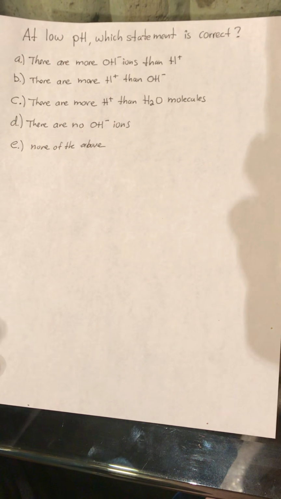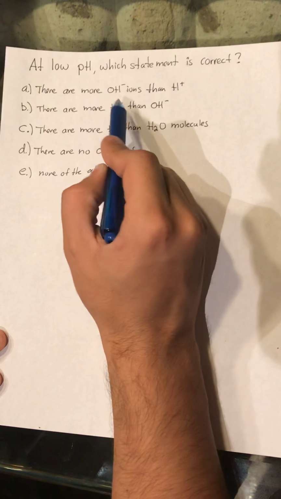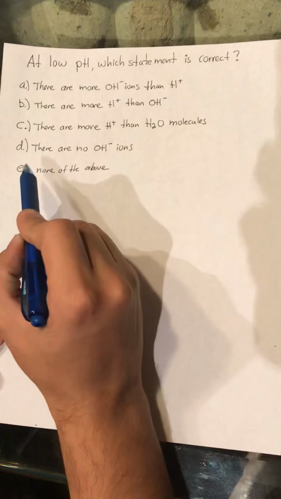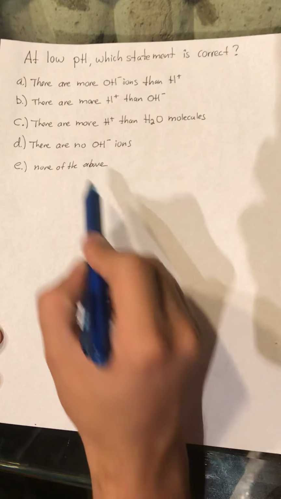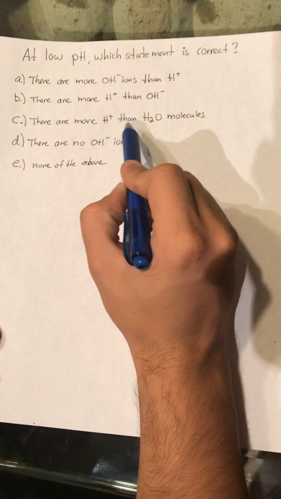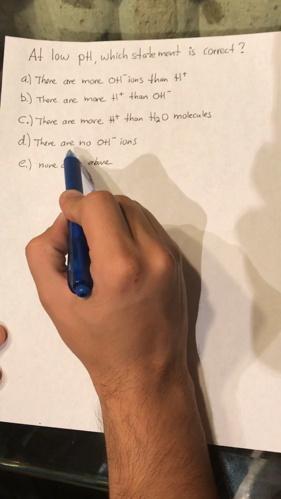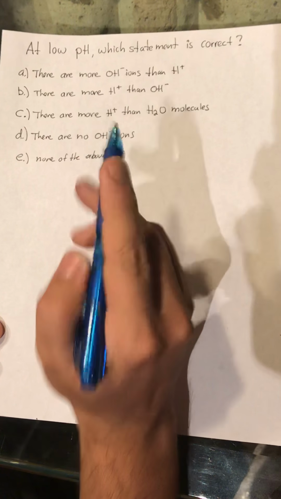So in this problem, they're telling us at low pH, which statement is correct? A, is there more hydroxide ions than hydrogen ions? B, is there more hydrogen ions than hydroxide ions? C, or is there more hydrogen ions than H2O molecules? Or D, are there no hydrogen ions? Or E, none of the above.